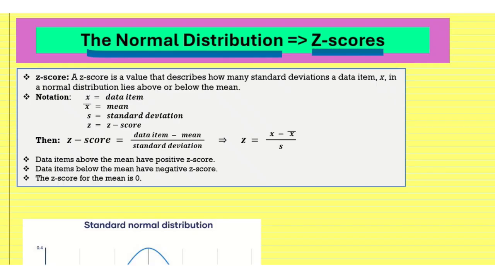In this video, we're going to be talking about the normal distribution, specifically with respect to z-scores. The z-score is a value that describes how many standard deviations a data item X in a normal distribution lies above or below the mean.